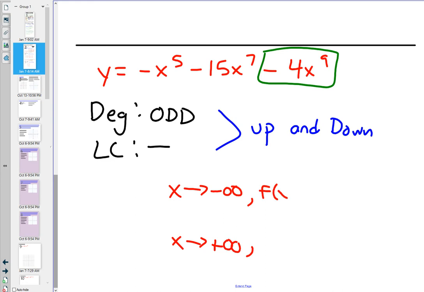If my left arrow is supposed to be going up, what's f of x going to do? Positive infinity. And if my right arrow is supposed to be going down, what's my f of x doing there? Negative infinity. Zeke, you got that? Yes.